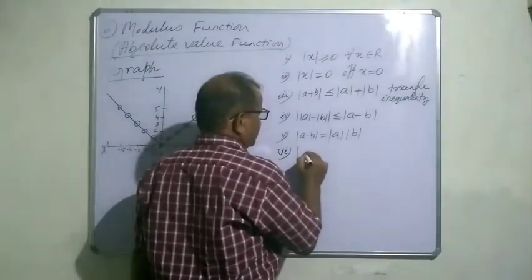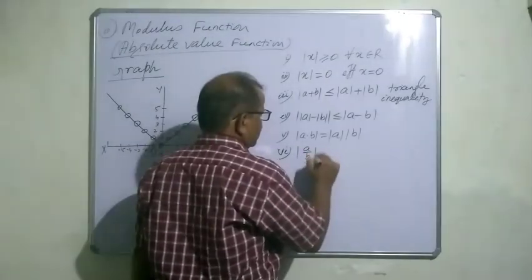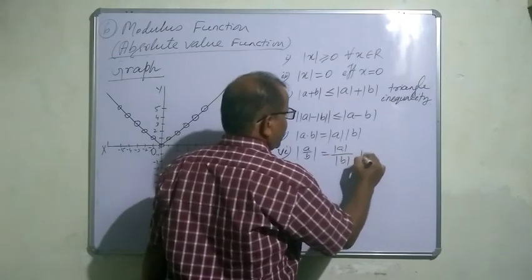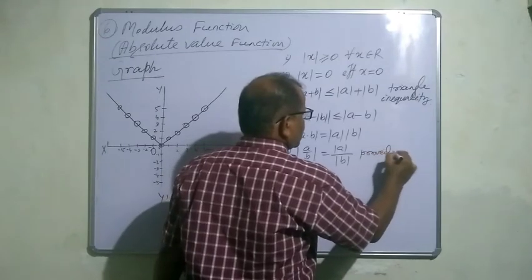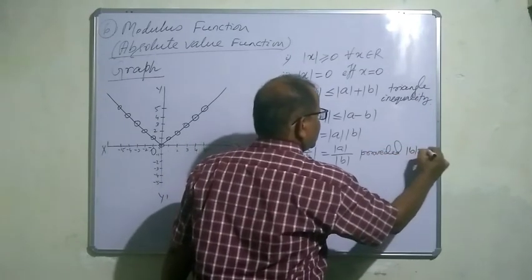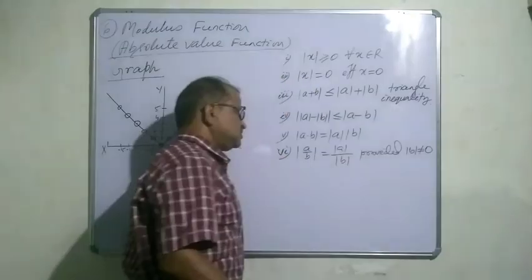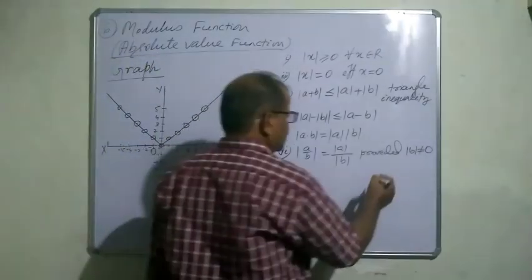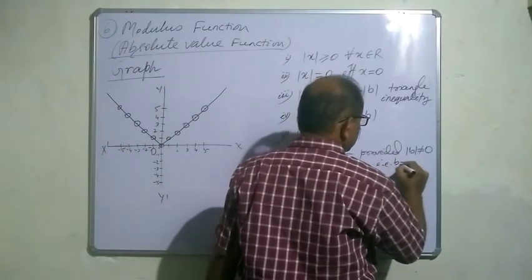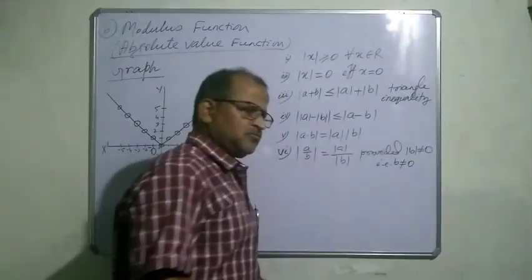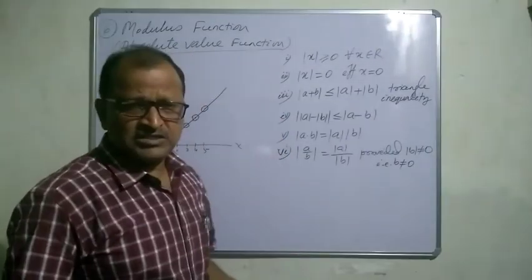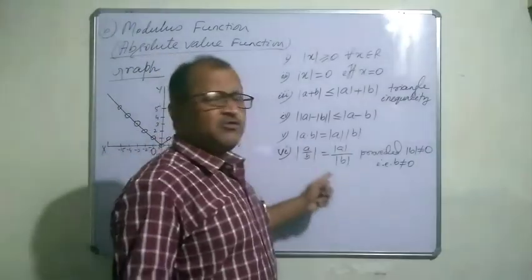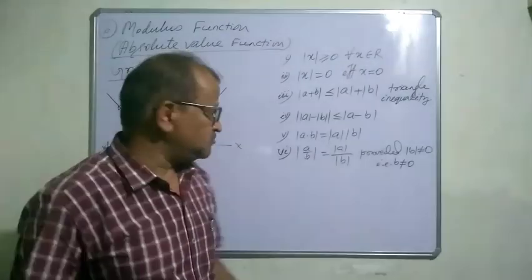Absolute value of a by b is equal to absolute value of a by absolute value of b, provided absolute value of b is not equal to 0. That means b is not equal to 0. Yes, when b is equal to 0, absolute value of b must be 0. Also, a by b will not be defined, we know.